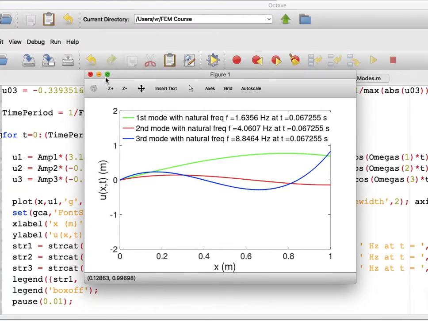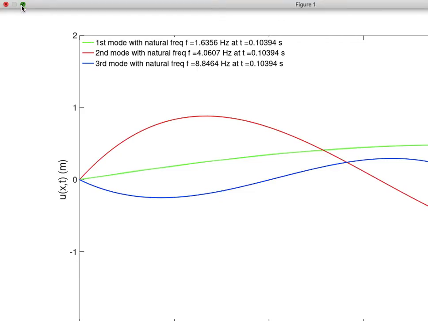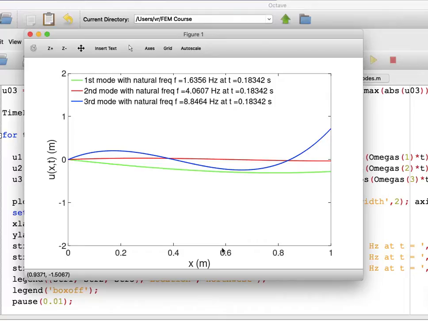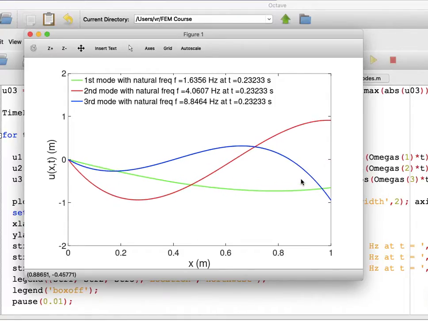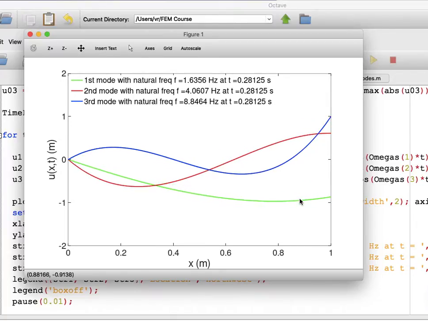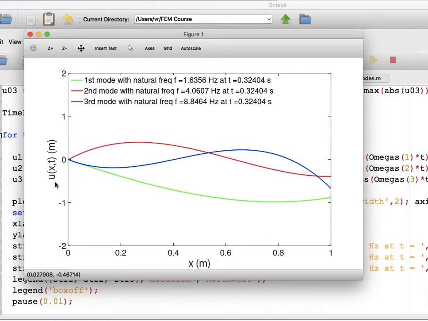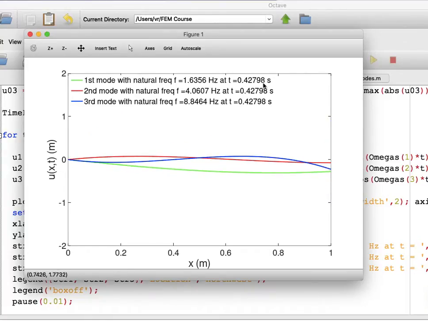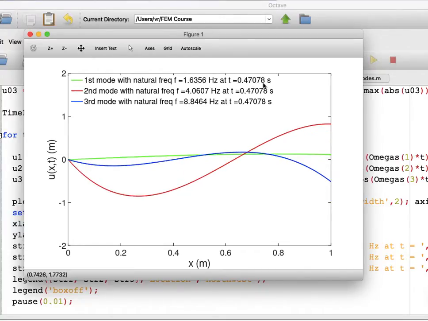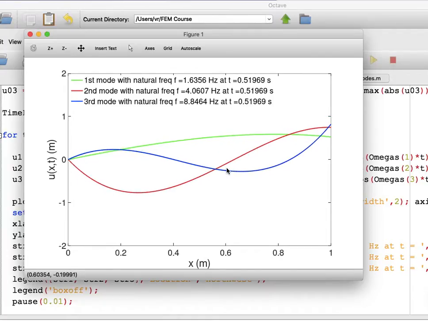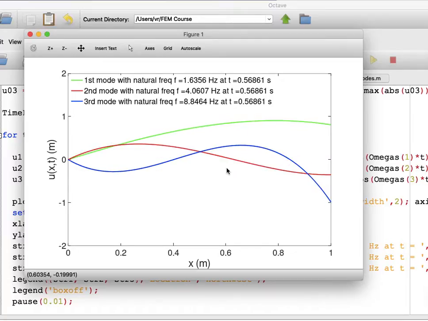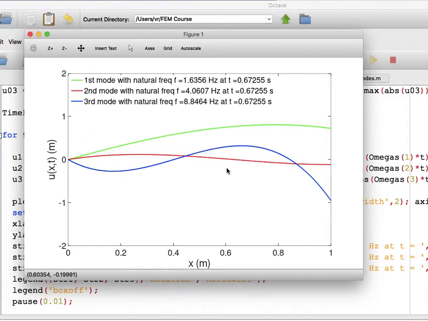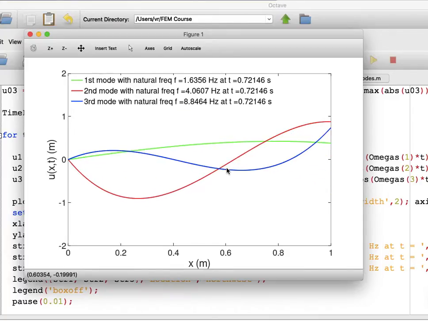Just give it a second. So these are the results. The first mode of vibration is shown by the green curve. What are these curves? These are axial displacements as a function of position and time. Particles are vibrating axially, and each of these curves, green curve, blue curve, red curve, is a possible solution to the problem. The actual solution will be a linear combination of these three. It will depend on what the initial condition was.